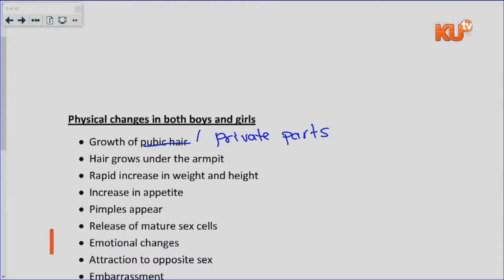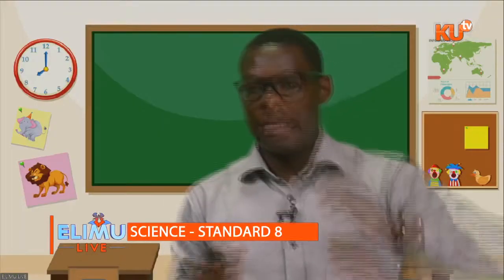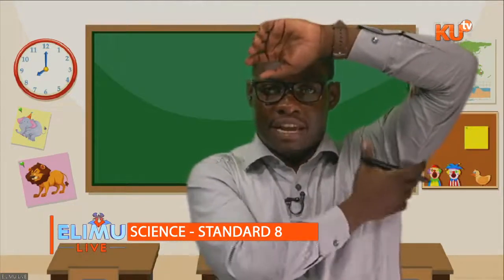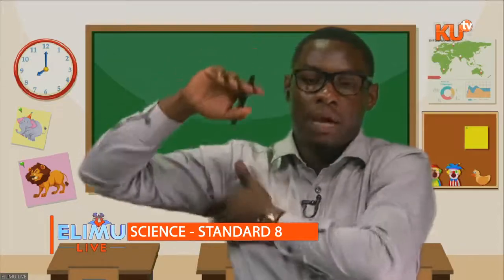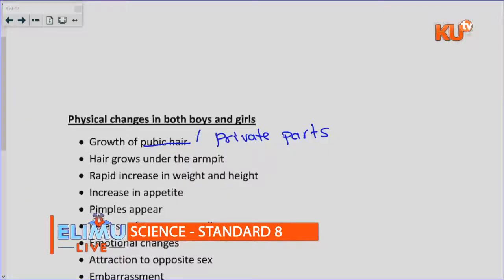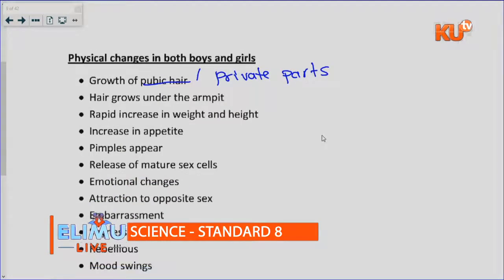Hair grows under the armpits. For those who don't know where the armpit is, this is the armpit, the area around this place. This is what we refer to as the armpit. So hair starts to grow, and it happens in both boys and girls. We have rapid increase in weight and height. We have increased appetite, and the rapid increase in weight and height comes with a challenge to the girls.